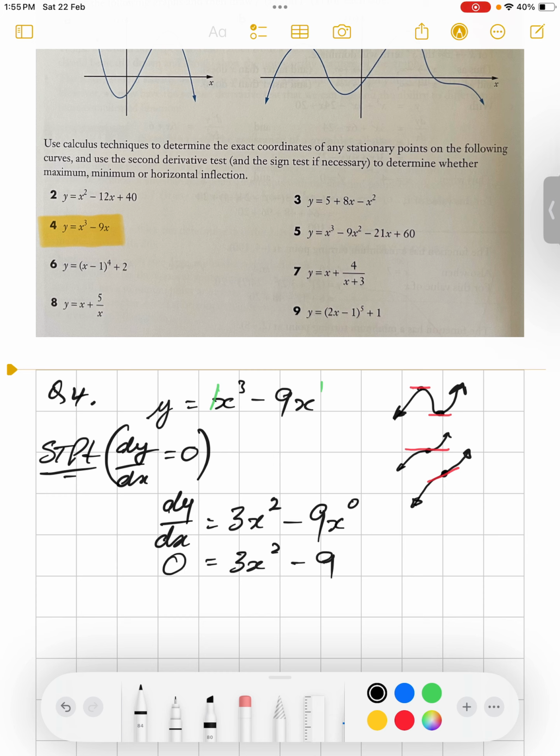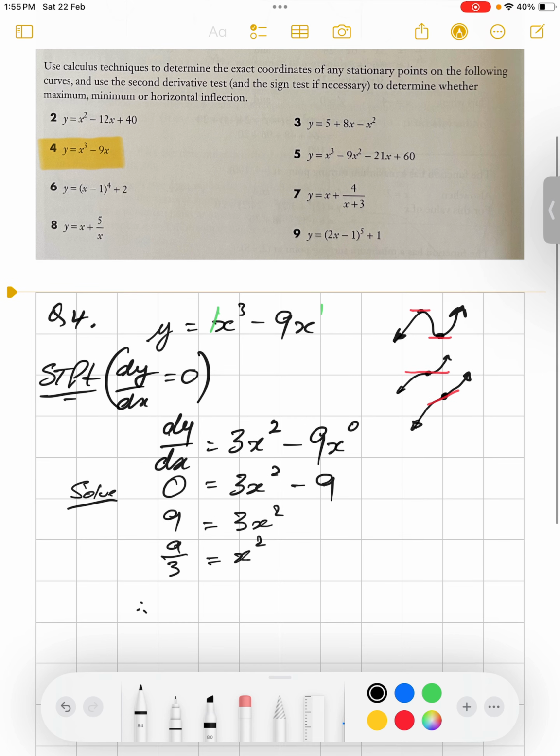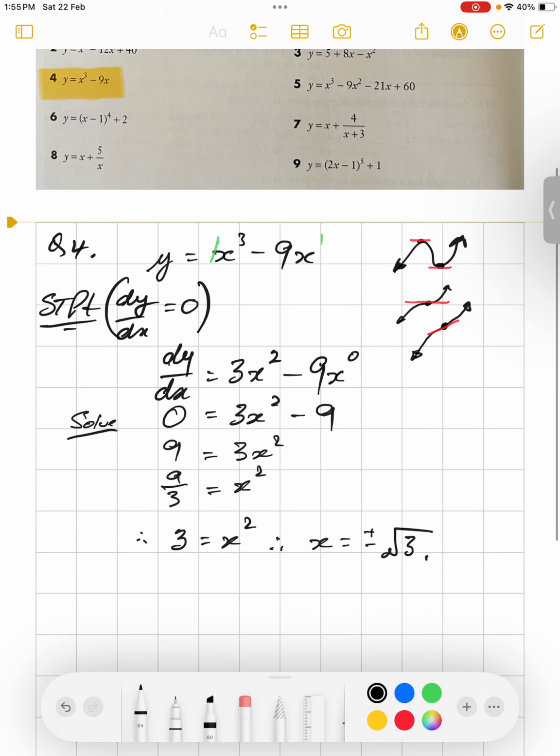Solve that equal to 0, and we will bring the negative 9 across to be positive 9. Take that divide 3 across to be divide 3. Therefore, x squared equals 3. Therefore, x equals plus and minus square root of 3. So there are two stationary points, at negative root 3 and positive root 3.